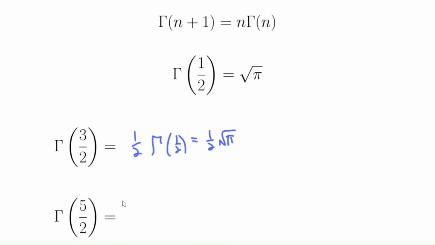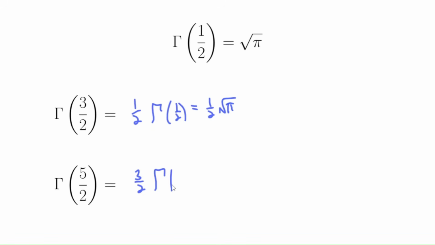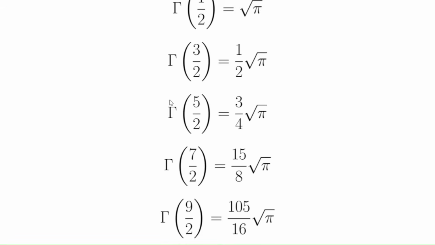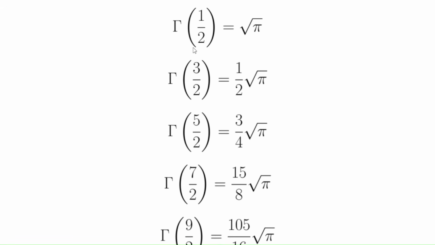Gamma of 5/2 will be 3/2 times gamma of 3/2, right? If we let n be 3/2 in this formula, we get 3/2 times gamma of 3/2, but we just found that gamma of 3/2 was 1/2 the square root of pi. So gamma of 5/2 is 3/4 times the square root of pi. In fact, we see here gamma of 1/2, gamma of 3/2, gamma of 5/2, gamma of 7/2, and gamma of 9/2. We can find all these values based on that original value, gamma of 1/2, in combination with the fact that gamma of n plus 1 is n times gamma of n.